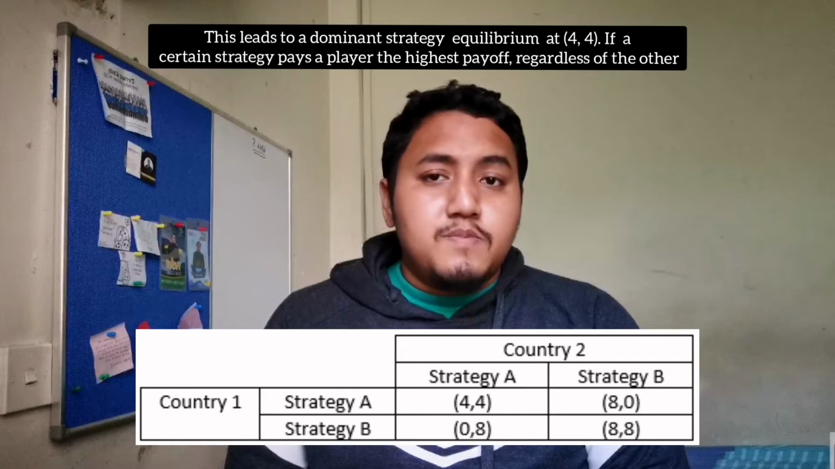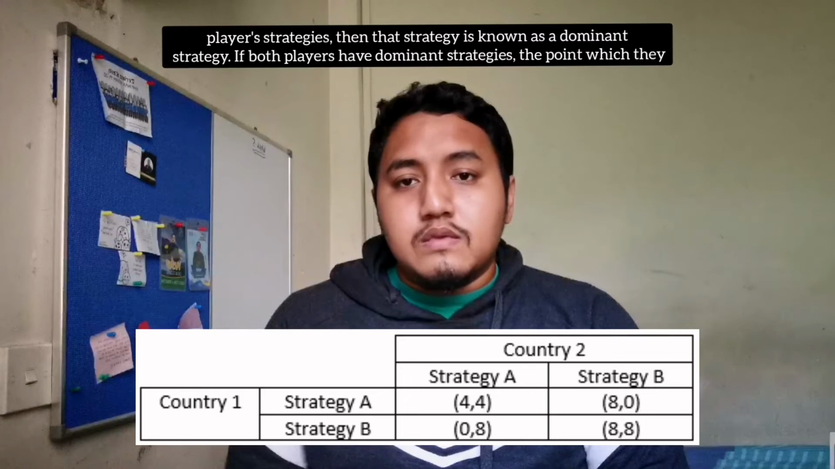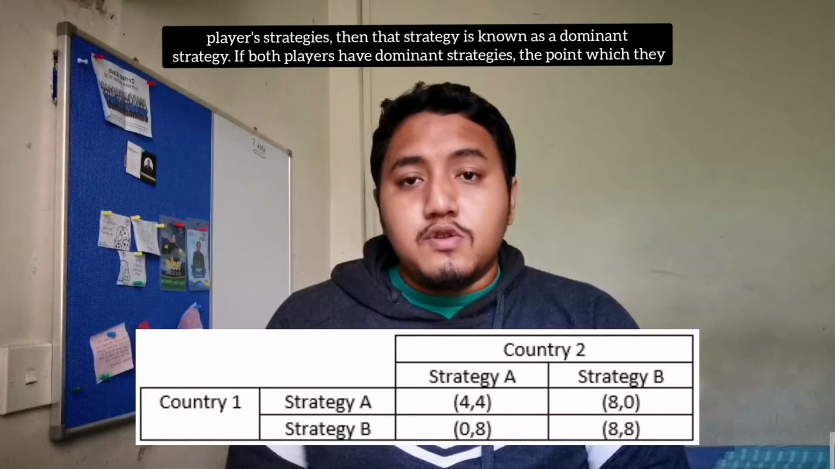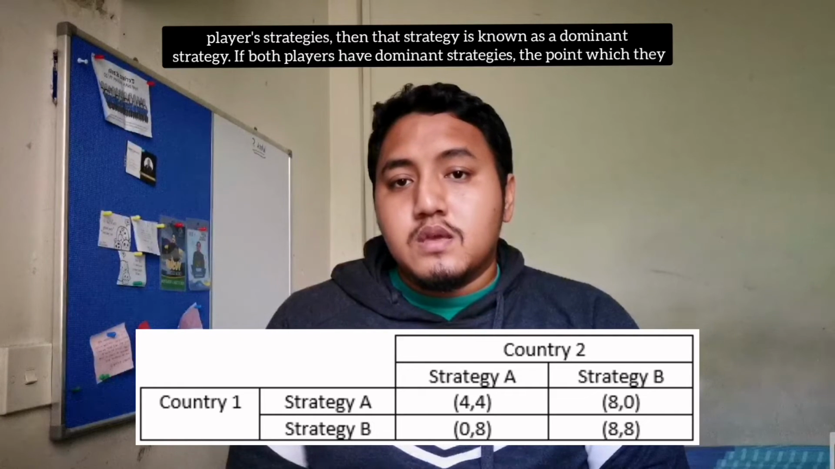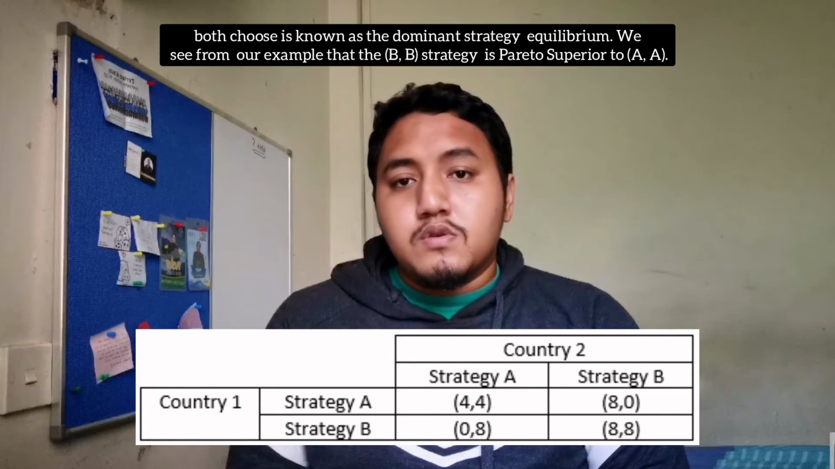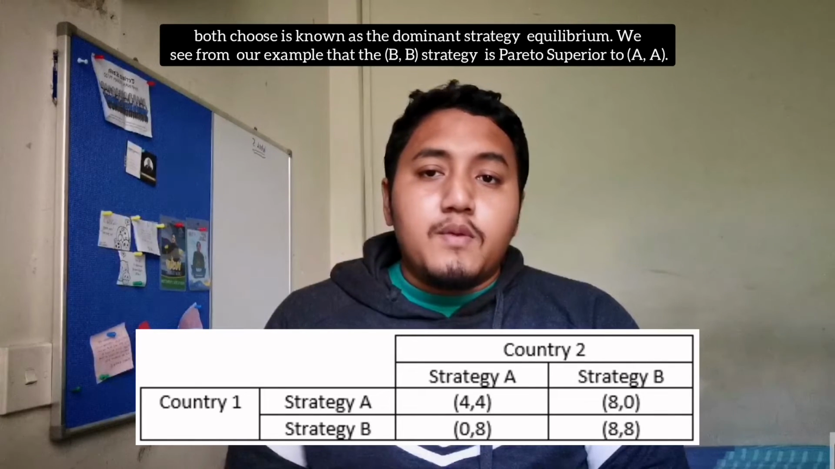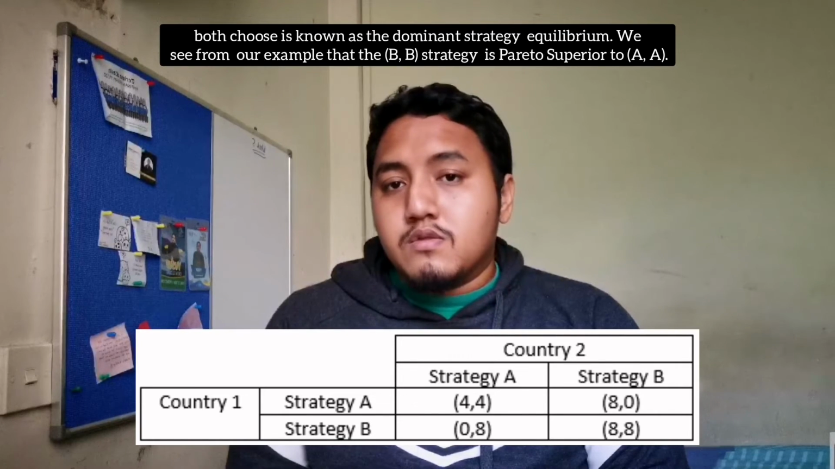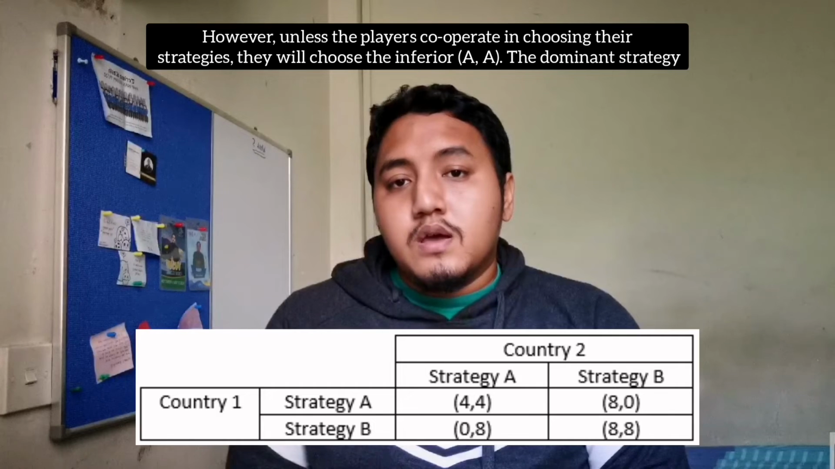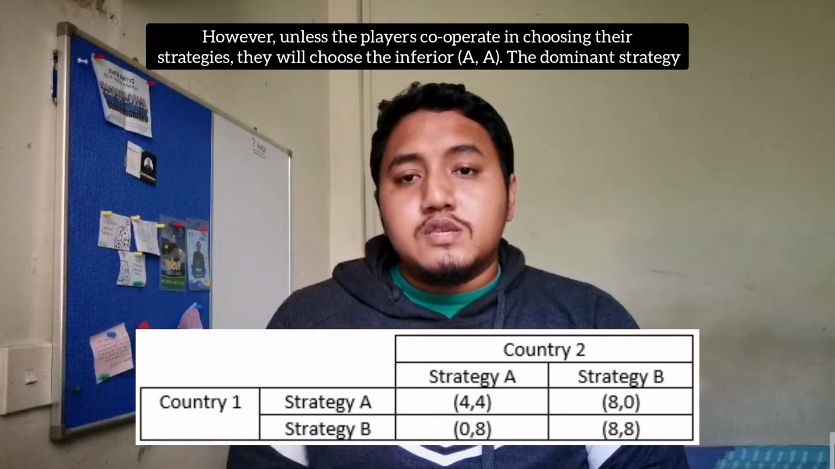If a certain strategy pays a player the highest payoff, regardless of the other player's strategies, then that strategy is known as a dominant strategy. If both players have dominant strategies, the point which they both choose is known as the dominant strategy equilibrium. We see from our example that strategy B is Pareto superior to strategy A. However, unless the players cooperate in choosing their strategies, they will choose the inferior strategy, which is strategy A.